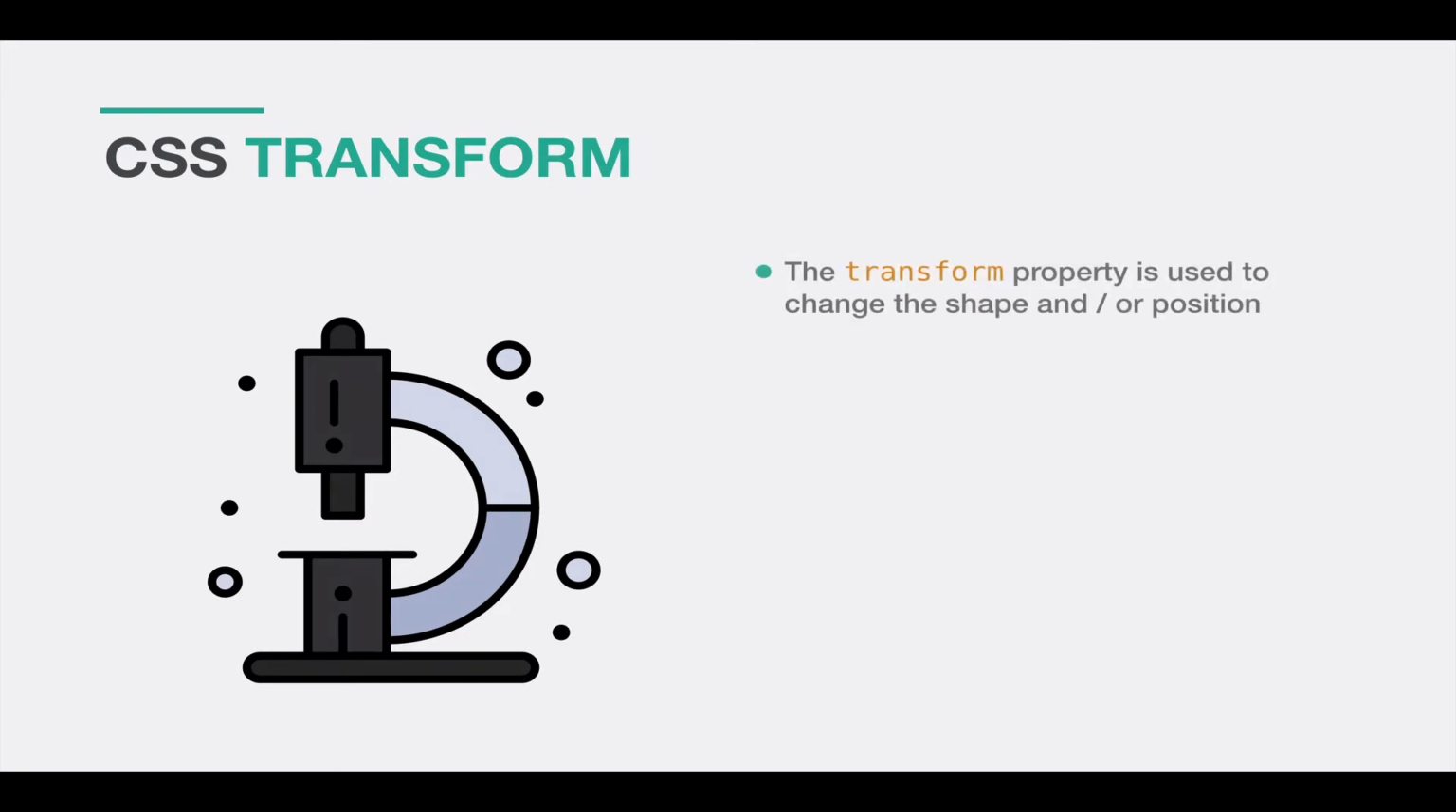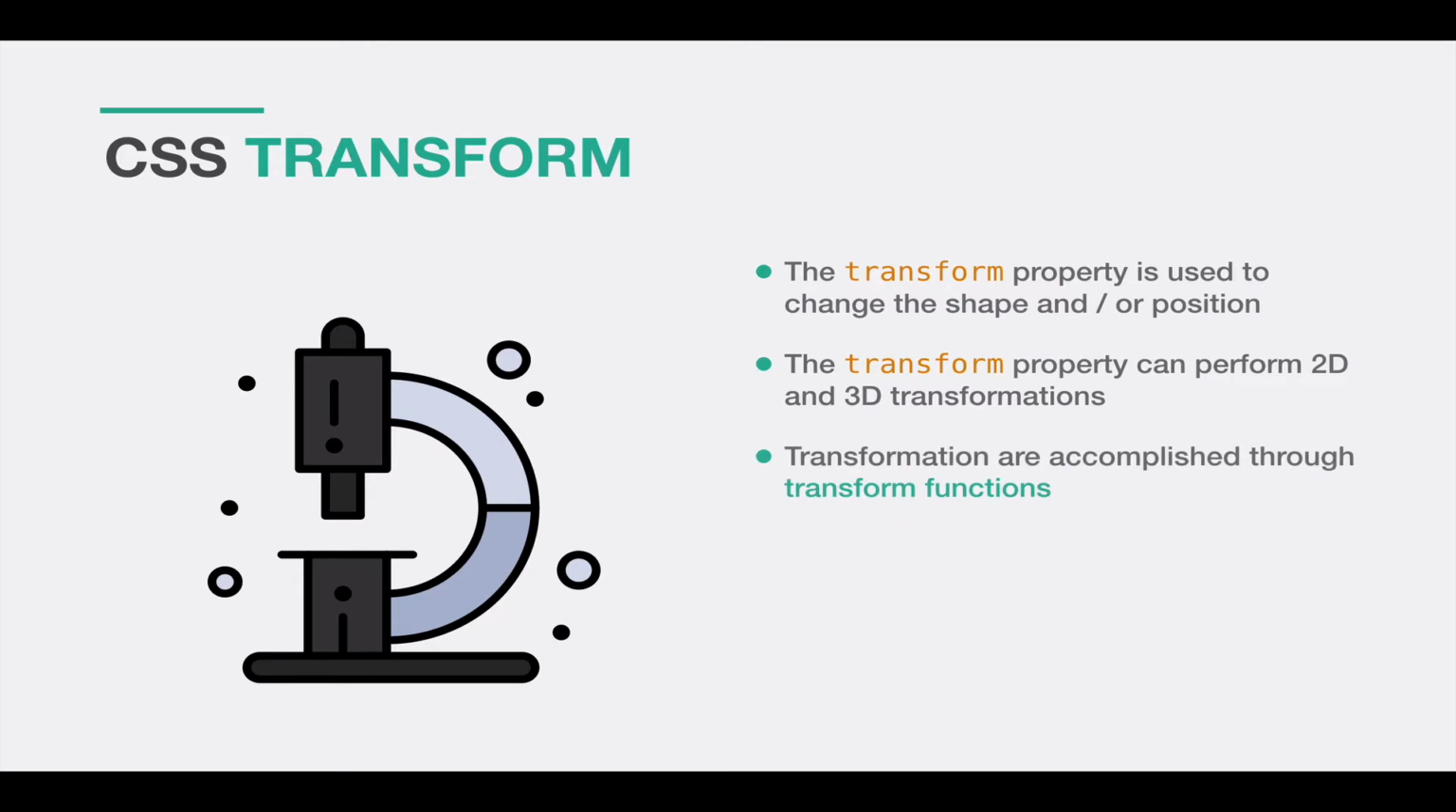All right, so the transform property is used to change the shape and or position of an element. Okay, and you can transform both in 2D and in 3D. We will not cover 3D in this course. We're just focusing on 2D. It does this through transform functions. Now we're only going to cover 4 of them, and that's translate, rotate, scale, and skew. Those are the 4 we're going to cover in this class, but there are more than this.